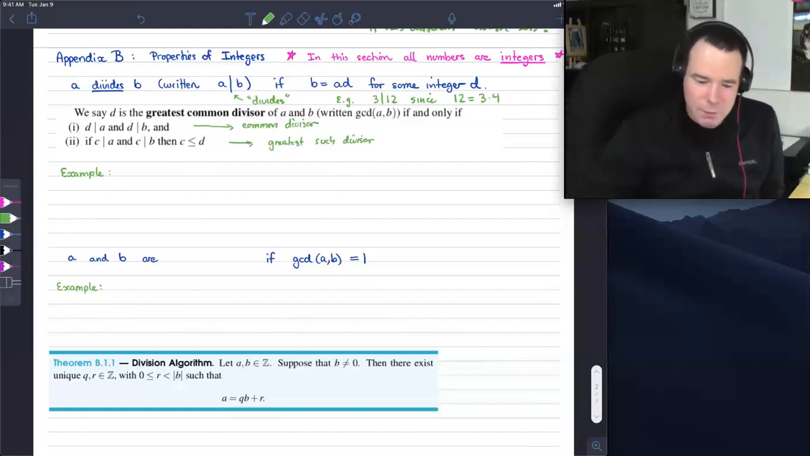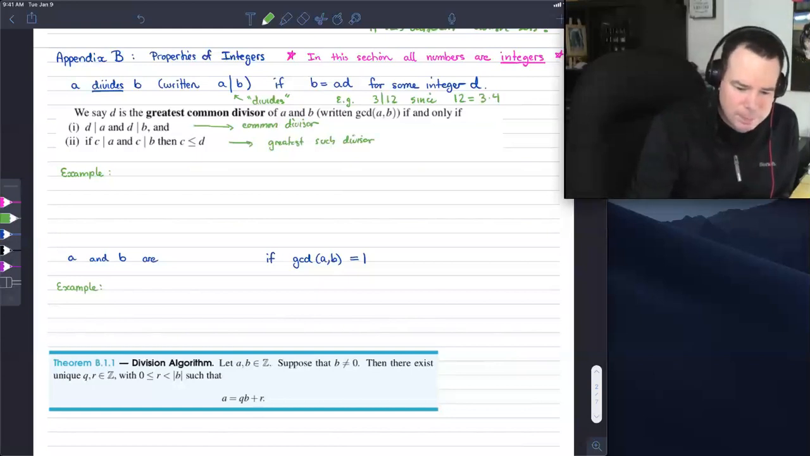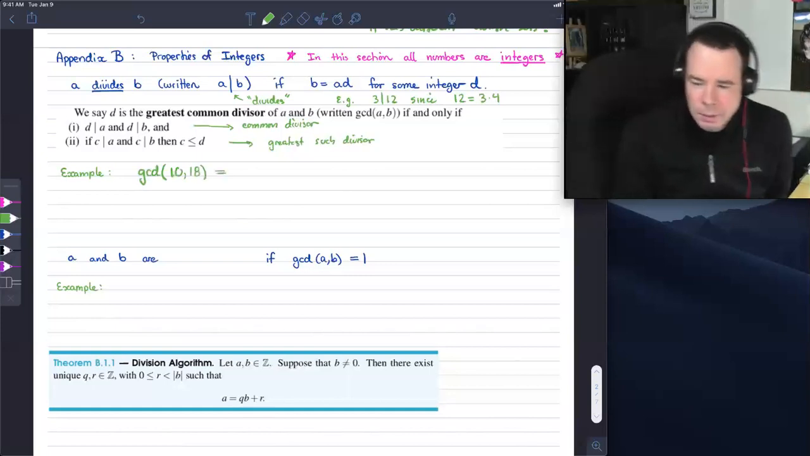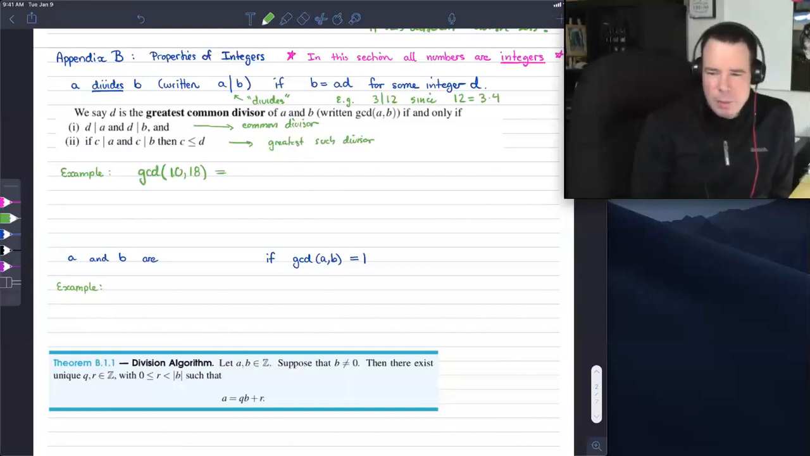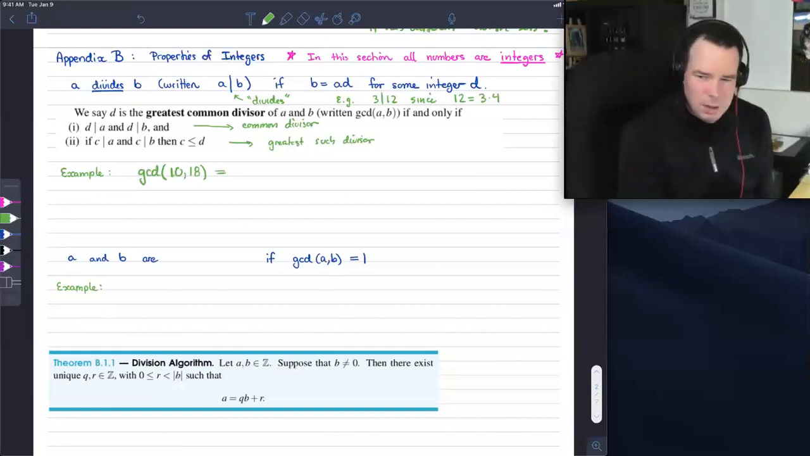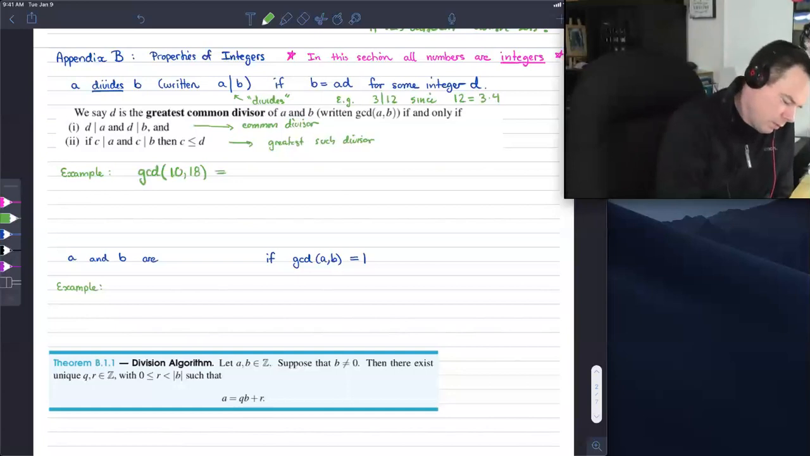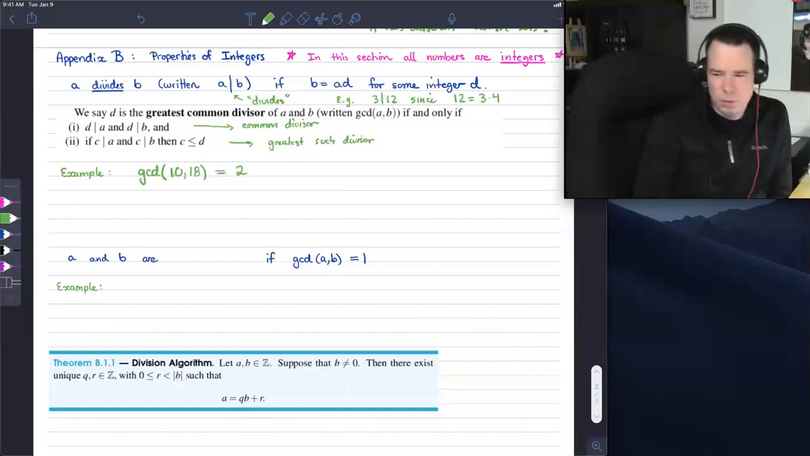Okay, so that's our definition of greatest common divisor. Now, what can we do with this? Well, we can answer some questions about some GCDs. So what's the GCD of 10 and 18? We're going to start small and try to ramp it up if we can. So what's the GCD of 10 and 18? Yeah, we got a 2. 2 is a common divisor, and it's the biggest one.